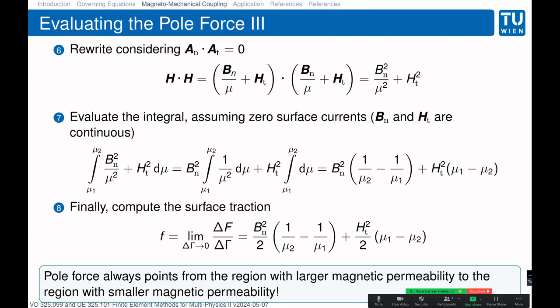Okay, what you also should consider is that pole forces always point from the regions with the larger permeability to the region with the smaller permeability. So no matter the magnetic fields, it pulls the iron to the magnet.